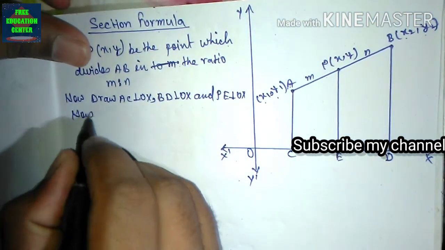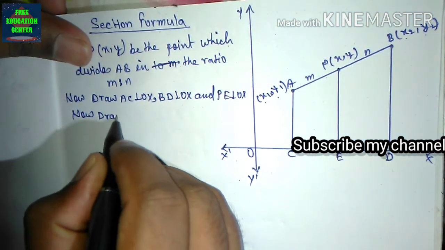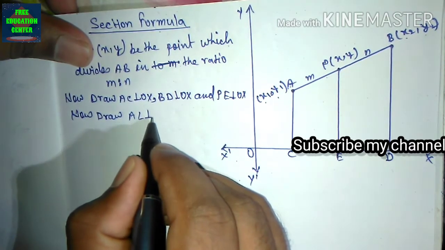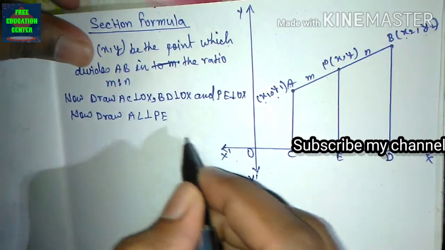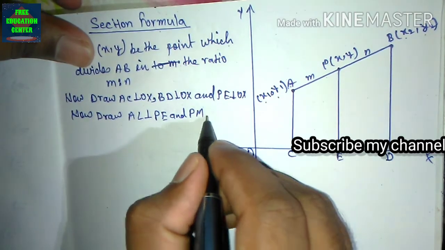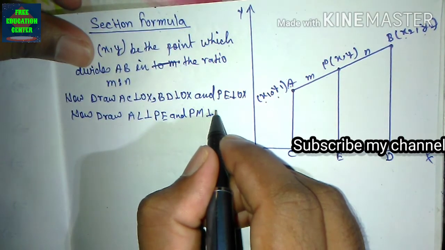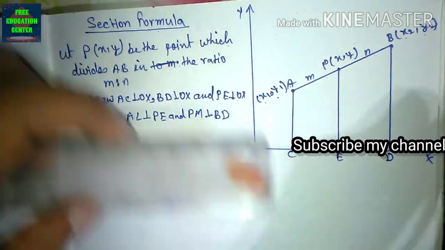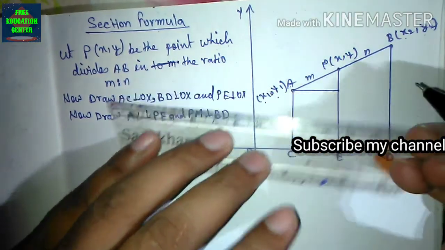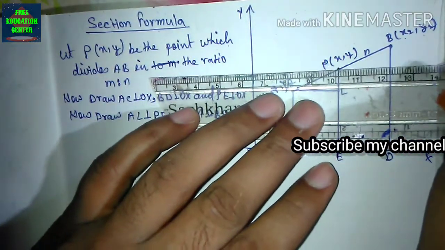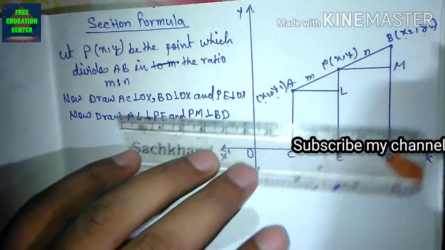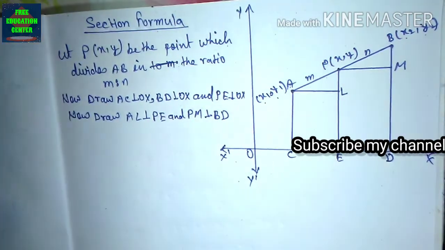Now again draw AL perpendicular to PE and PM perpendicular to BD. Here AL perpendicular to PE and PM perpendicular to BD.